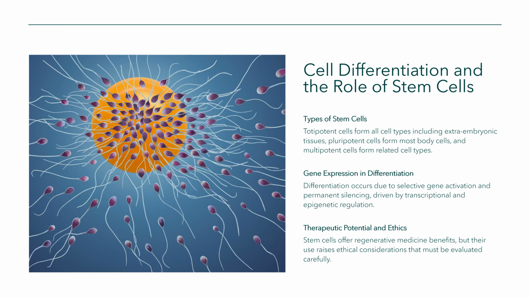Differentiation occurs because specific genes are switched on while others are permanently switched off through transcriptional and epigenetic mechanisms. For example, muscle cells express genes for contractile proteins like actin and myosin, whereas neurons express genes involved in neurotransmitter release. The specification also addresses the therapeutic potential and ethical considerations of stem cells, including their use in regenerative medicine.